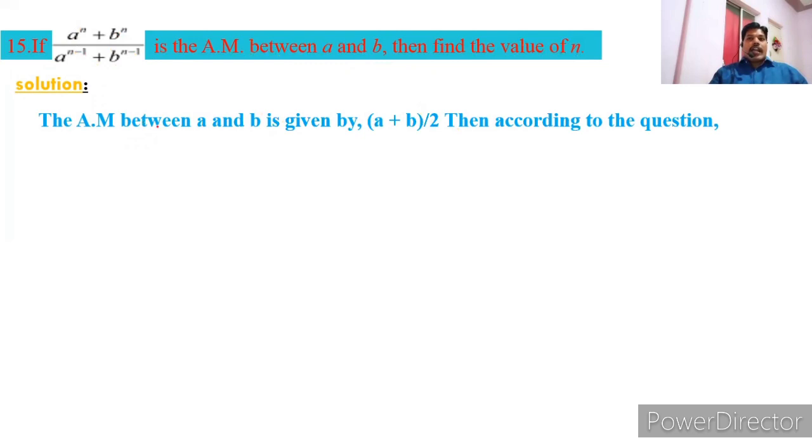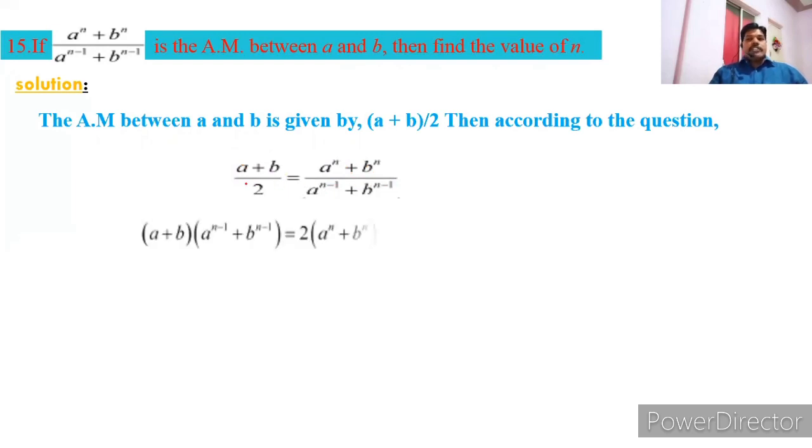So already I know that the arithmetic mean between a and b is (a + b)/2. But in the question they have given this one. Just equate both, and we will get (a + b)/2 is equal to (a^n + b^n)/(a^(n-1) + b^(n-1)).